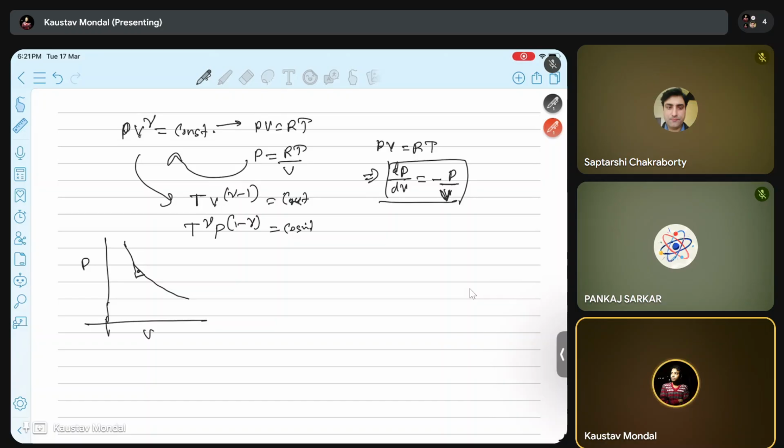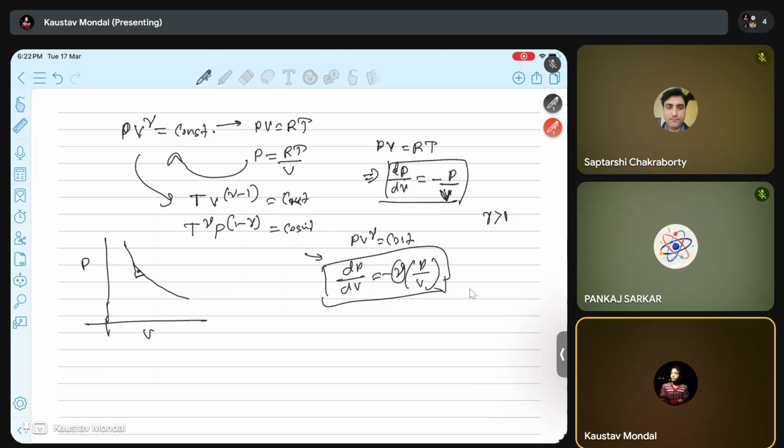Now if you take an adiabatic process, in that case you have to calculate the slope from this relation. If you calculate from this relation, dp by dv will become minus gamma p by v. So if you compare it with the slope of the isotherm, you can see there is an extra term gamma. And this gamma is greater than 1. For an isothermal process it is equal to 1, and for an adiabatic process gamma is greater than 1. So that means the slope for the adiabatic process is steeper compared to the isotherm.